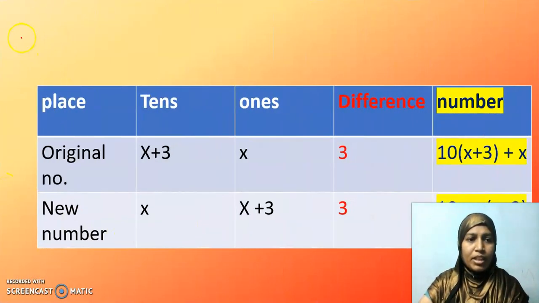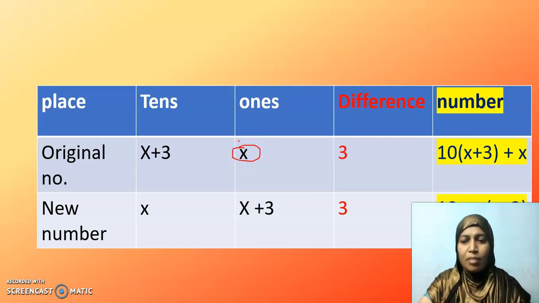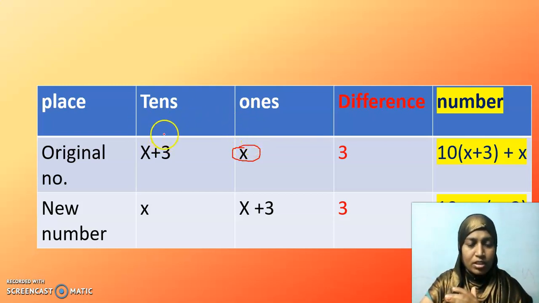Now let us begin with the same table. I have tens place, ones place. I started with x in the ones place. Maintain the same method. You can ask me a doubt: ma'am, shall I have tens digit as x and ones digit to be x plus 3? Yes, you are right. You can do that way also. You will get the same answer. But try to practice in one same method so that you will not get confused.